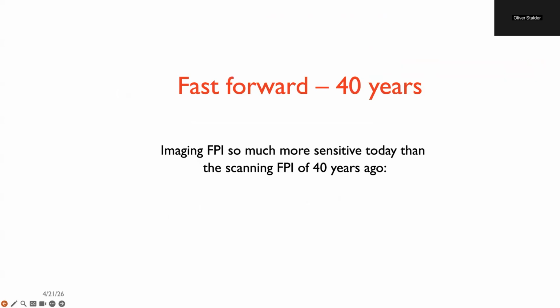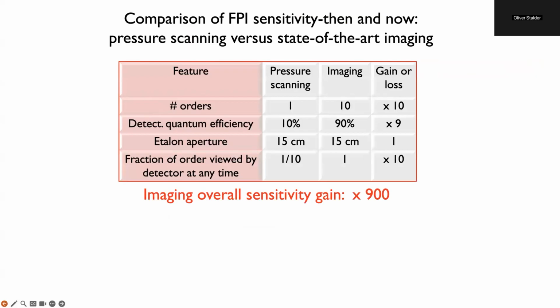So moving forward at least 40 years, the imaging Fabry-Pérot is so much more sensitive nowadays than the scanning Fabry-Pérot of 40 years ago. And here's a comparison. I'll come back to this table with a more developed table, giving you an updated version. But for a typical Fabry-Pérot using imaging, a digital camera, you might get 10 orders. So that's an increase of a factor of 10, because each order is independent of the others. So the energy of one order is the same as the energy of each of the other 9 orders. The detector quantum efficiency for a digital camera that's very quiet is really big, 90%, that means that almost every photon is counted.